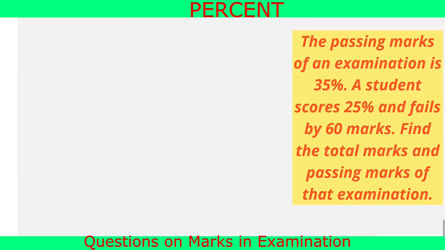The passing mark is 35%. And the student got 25% marks. So the difference between the obtained mark and passing mark in percentage terms is 10%. And he failed by 60 marks. It means that 10% is equivalent to 60 marks.